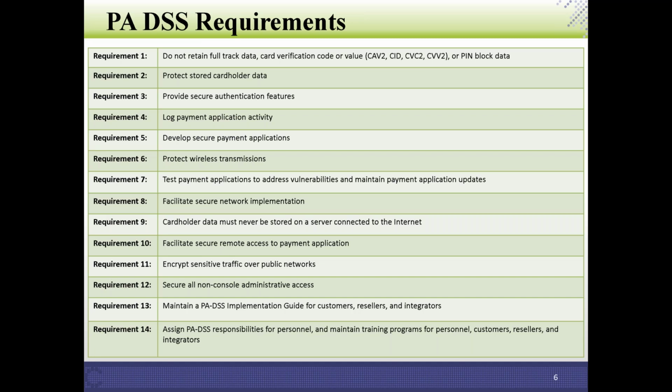Certainly requirement number 14, which establishes a process for ensuring that training and deployment of this software is done in a PCI DSS compliant manner. And requirement number 13 and 14 talk about that. Requirement number 6 talks about wireless transmission, which ensures that the application, to the degree it supports wireless, it should be in a secure manner. And so the actual PA-DSS requirements span across 14 different requirements.